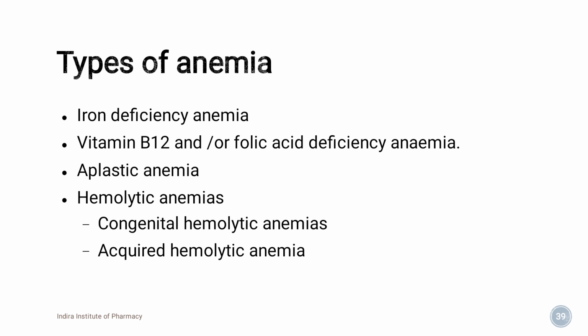Next part is types of anemia. So the different types of anemia are iron deficiency anemia, then vitamin B12 or folic acid deficiency anemia, aplastic anemia, and hemolytic anemia, in which we have congenital hemolytic anemias and acquired hemolytic anemia. So now we'll see each one in detail.